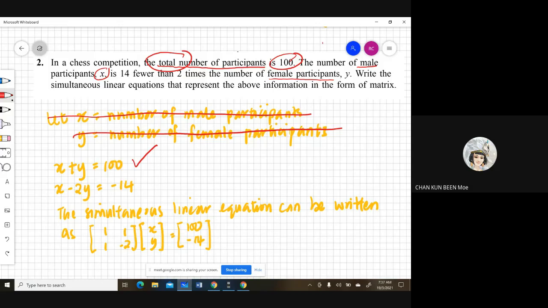And then from the second sentence here, the number of male participants, which is x, is 14 fewer than 2 times the number of female participants. This one you have to generate the equation yourself. So the male participant minus 2 times the female participant, it is 14 fewer, so it is negative 14. So you also form up the equation like this, then convert it into the matrix form. You will get 1, 1, 1, negative 2, multiplied by x, y, equal to 100 and negative 14. This one is the answer.